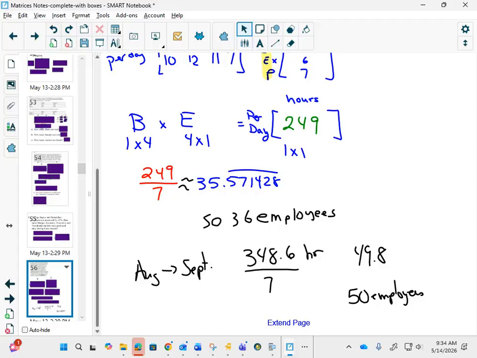So definitely take some time to try the word problems on that handout. Because this is something, it takes a little bit of skill to set up the matrices. But they're really cool how they get the answers.